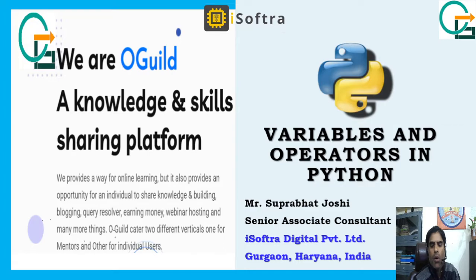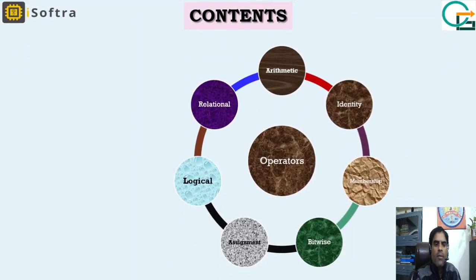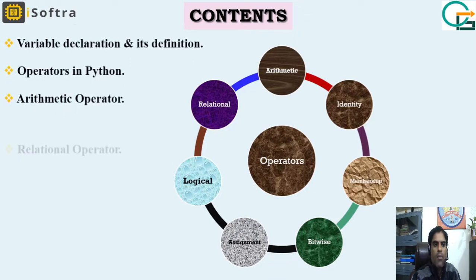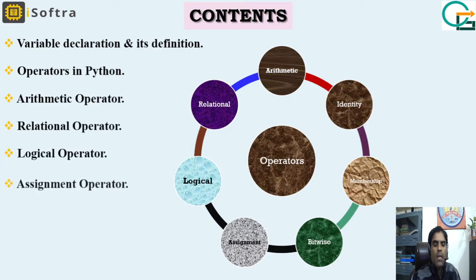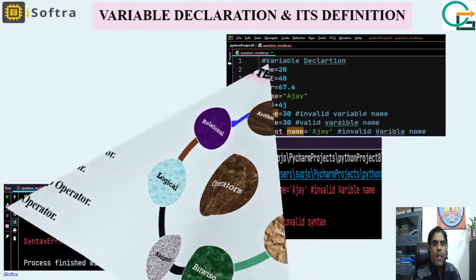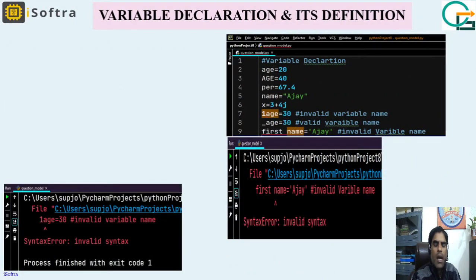In today's video of the Python Absolute Beginner video lecture series, I'm going to discuss variables and operators in Python. These are the contents that we will discuss in today's video: variable declaration and its definition, operators in Python, and different types of operators. These are the operators that we will discuss. So let's start. First of all, we will discuss variable declaration and its definition.